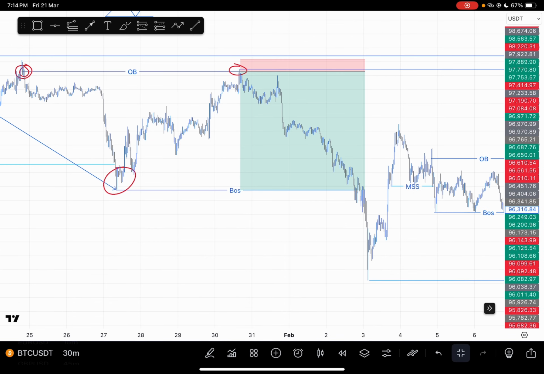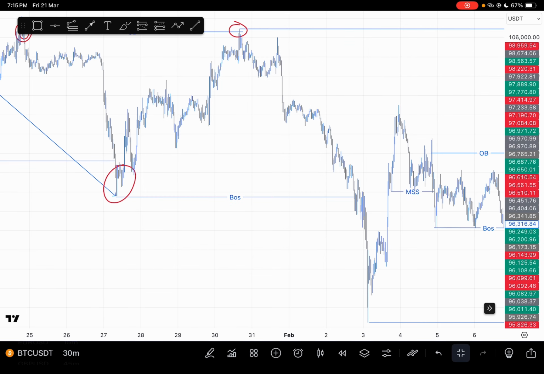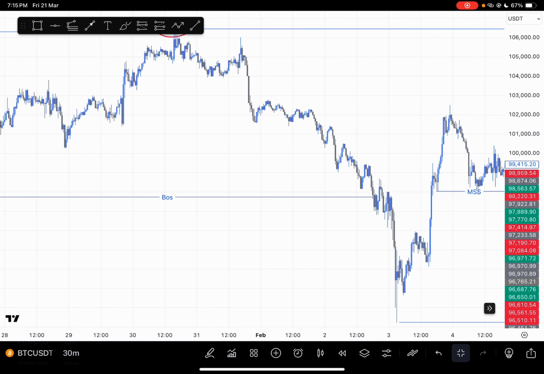So after the break of structure, what you should look for next is order blocks or breaker blocks that price will eventually tap into. After the break of structure, you always have to look for order blocks or breaker blocks, and for you to be able to spot this, you need to check multiple time frames.